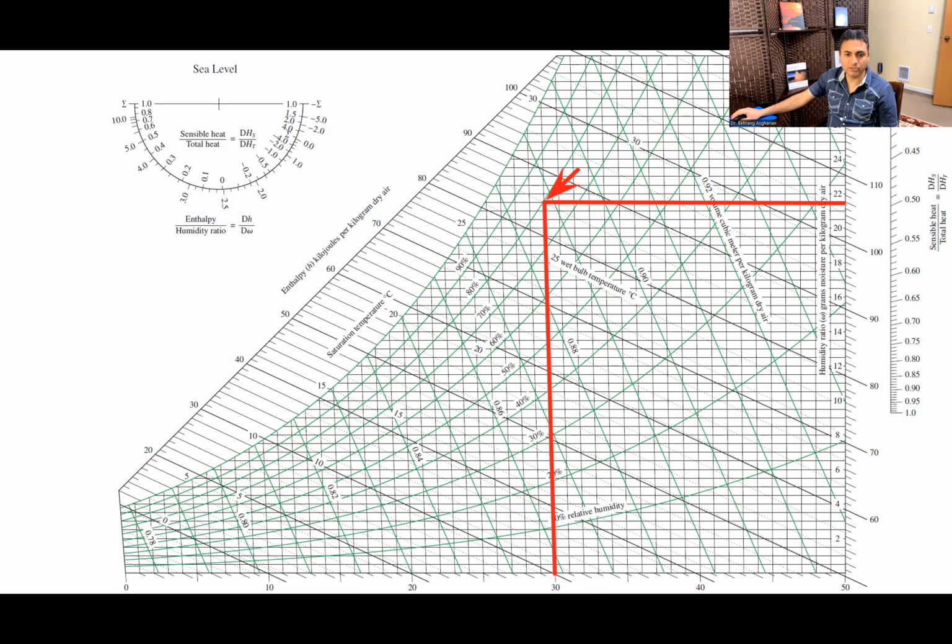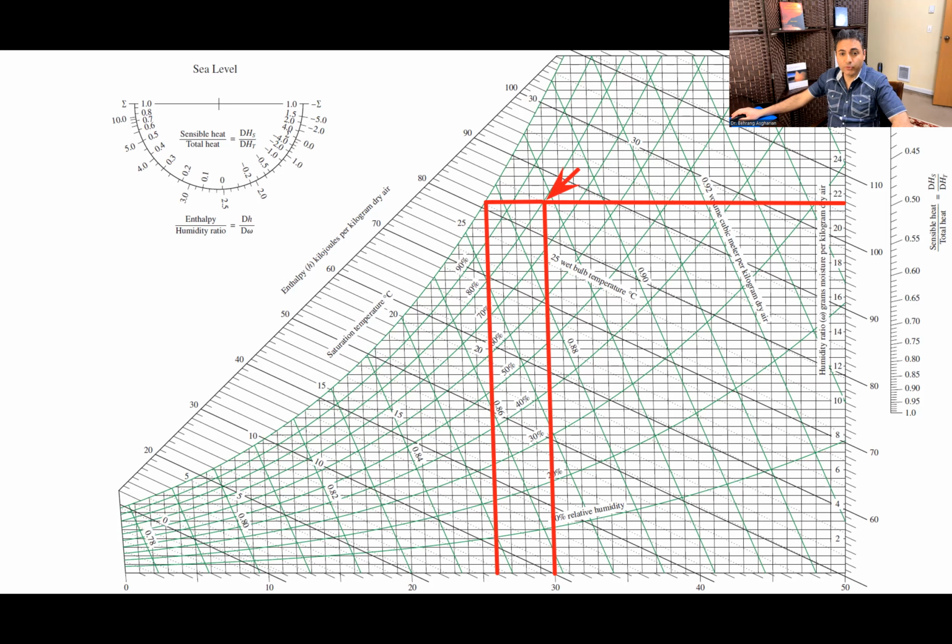After you pinpoint that location, you draw a horizontal straight line so it hits the phi equals 100% line. Once it hits that point, from that point you draw a completely vertical straight line so it hits the x-axis where the temperature is. Whatever that temperature on the x-axis is, that's the dew point of this case 1, which I'm showing by an arrow.